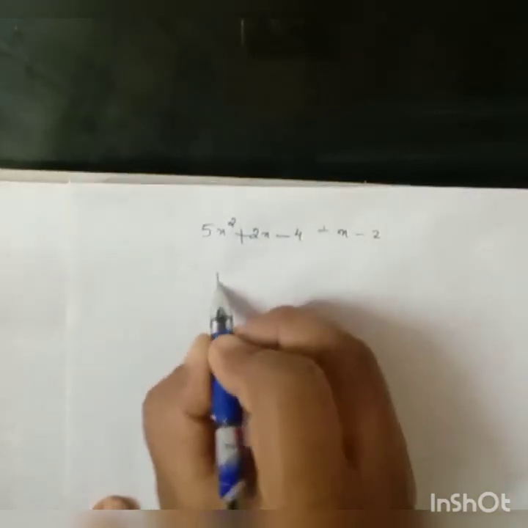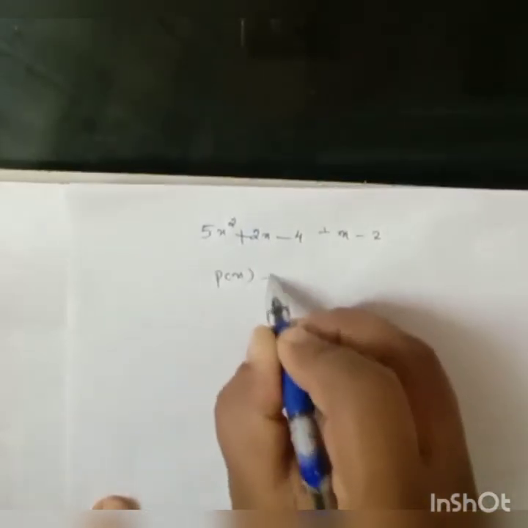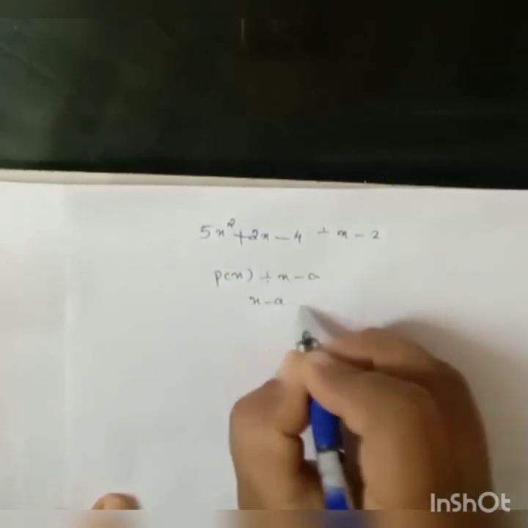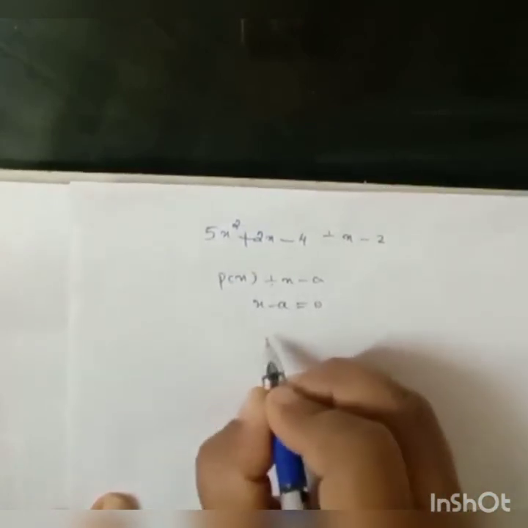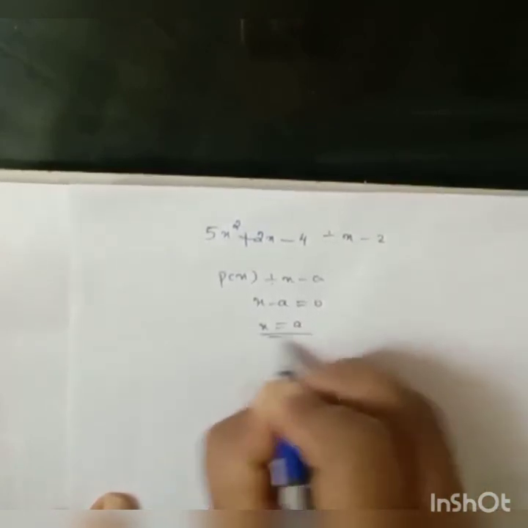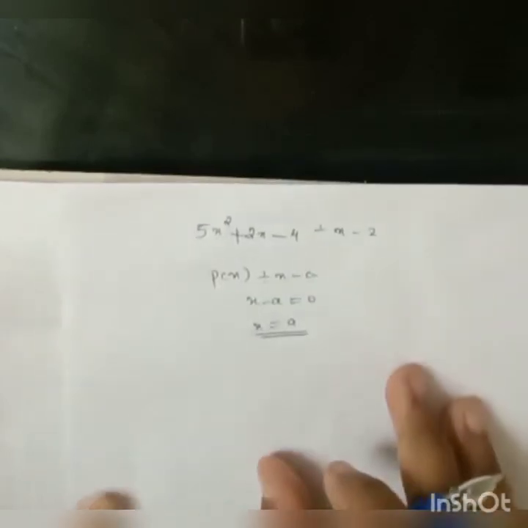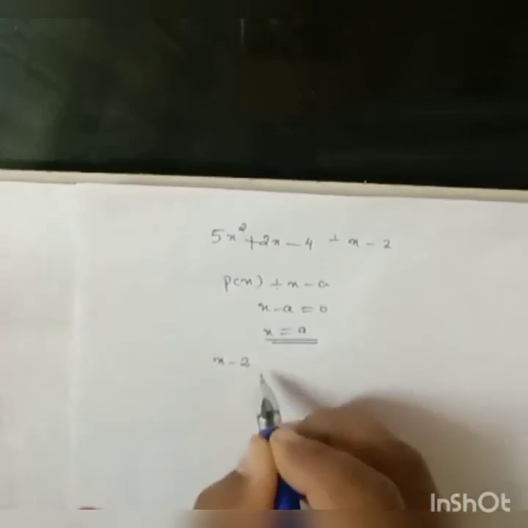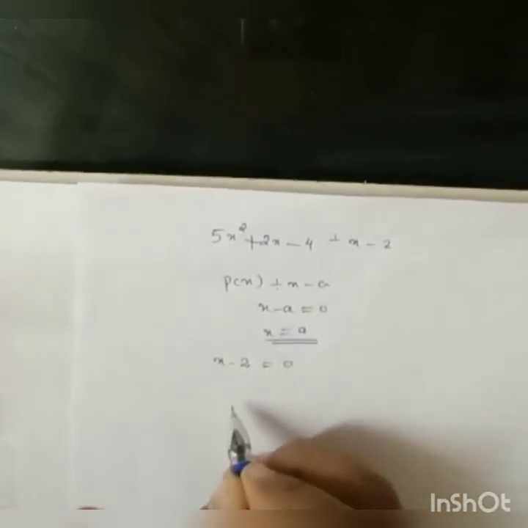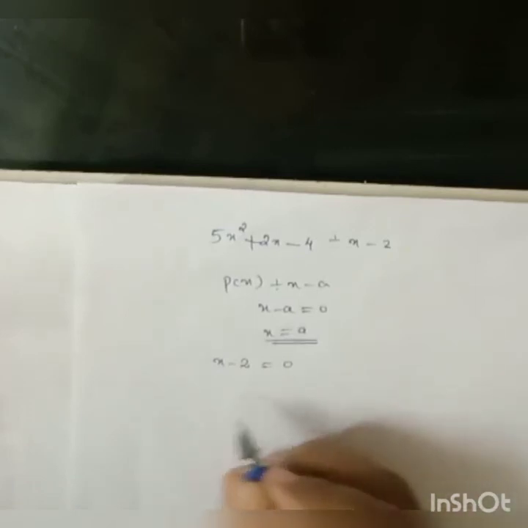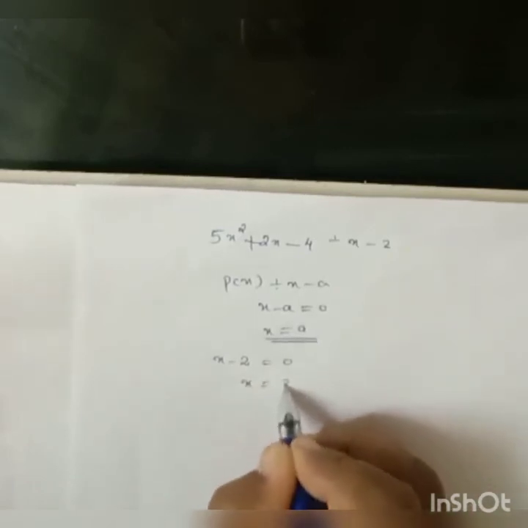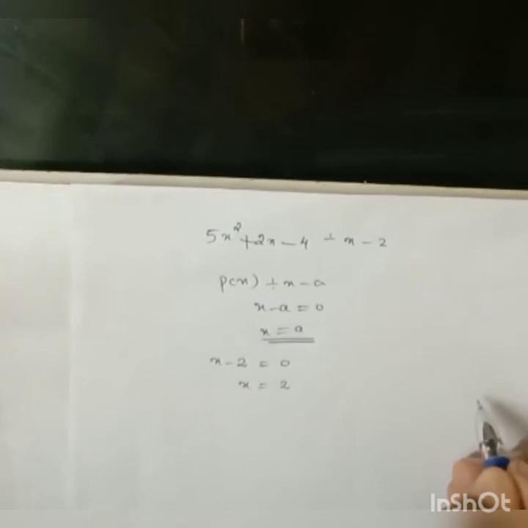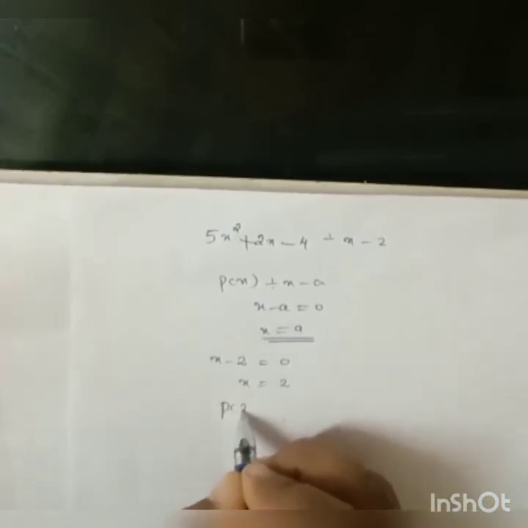Now we have P of x divided by x minus a. We put x minus a equals 0 and get x equal to a. In this case, our divisor is x minus 2. We put x minus 2 equal to 0. What will be the value of x? x equal to 2. We need to find P of 2.